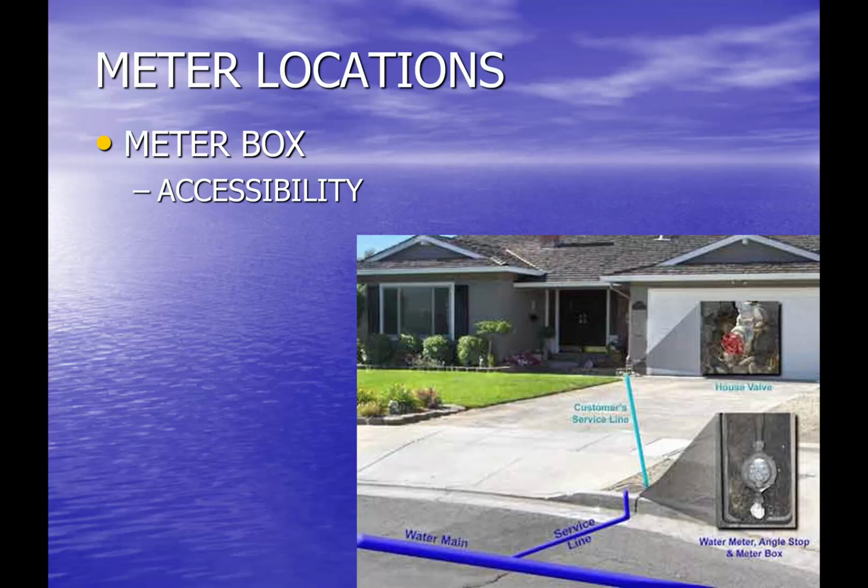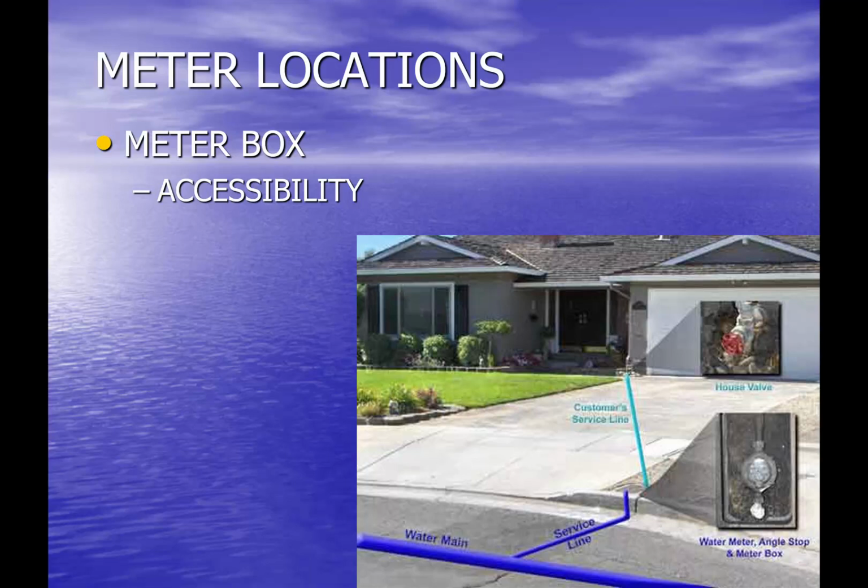As we said before, one of the challenges with meter box locations is accessibility. We need to be able to get to it to read the meter. We need to be able to get to it to replace a meter or do any maintenance on the meter assembly. And of course, periodically we actually have to lock meters off.